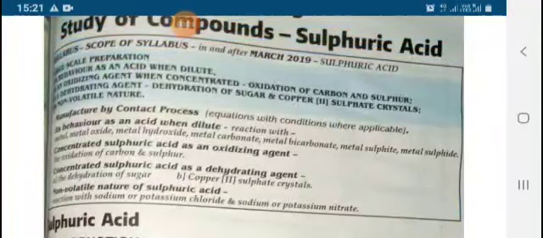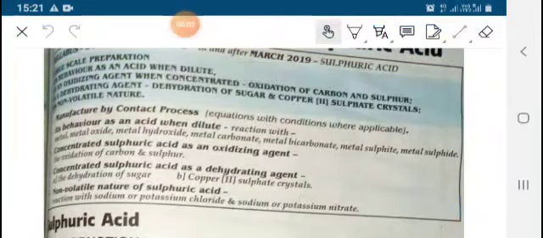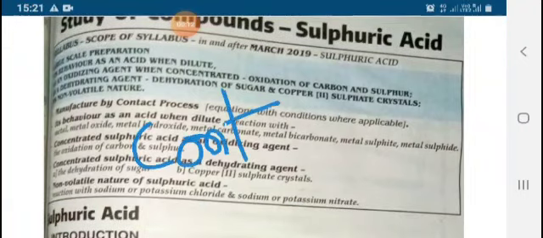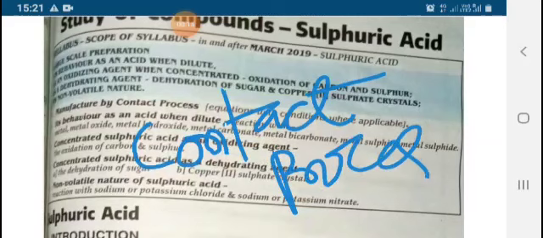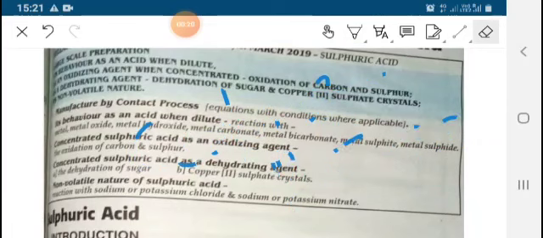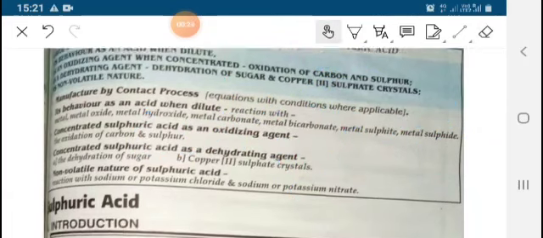Today's topic is about sulfuric acid. We will be discussing the important points of sulfuric acid. The most important is the contact process. In this process, we will try to understand the manufacture of sulfuric acid.